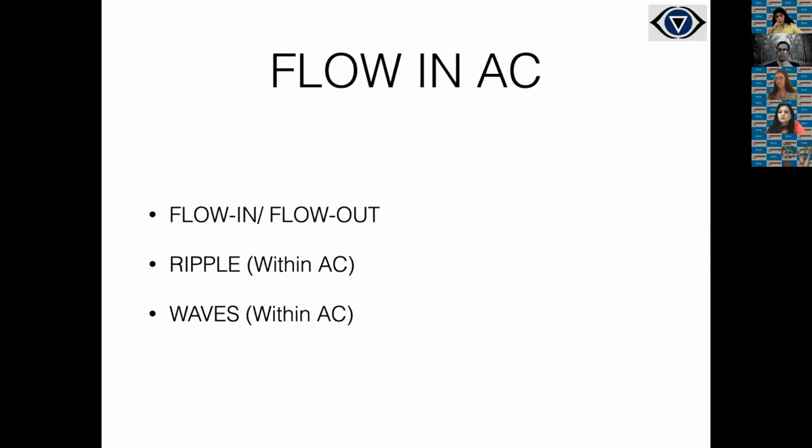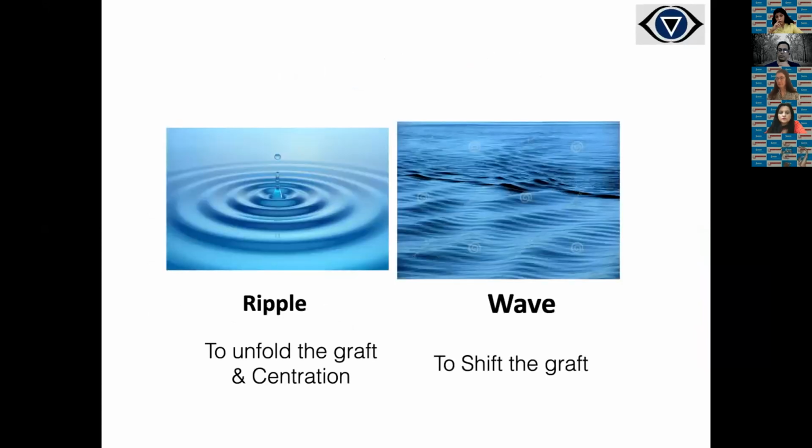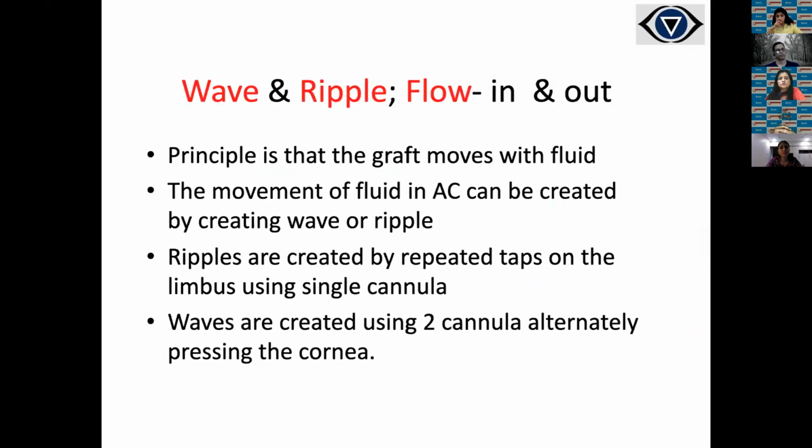Second, you can create some ripples, where the ripples are nothing but small waves within the AC to center the graft or unfold the graft. As you can see, these are the ripples. This is used to unfold the graft. It's a small wave that you create using taps, creating ripples inside the anterior chamber. And waves are the larger ones, which we use to shift the graft to one area or another.